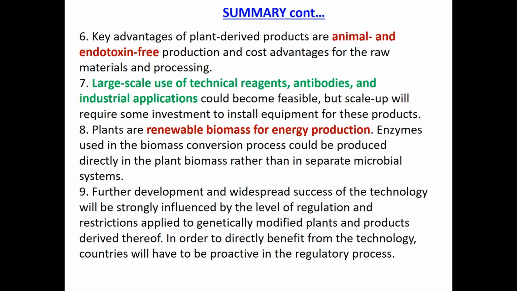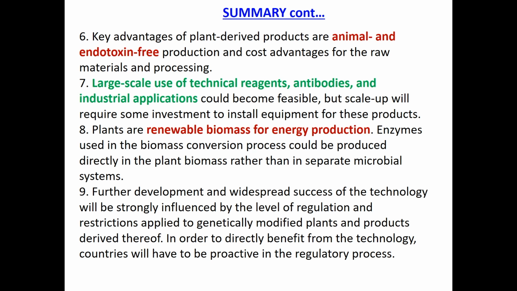The sixth point, a key advantage of plant-derived products, is animal-free and endotoxin-free production. Compared to the animal system, where you have endotoxin production, when we produce it in the plant, it is an endotoxin-free production system. The cost of raw materials and the process is low with plant-based production. Large scale use of technical reagents, antibodies and industrial applications could become feasible, but scale up will require some investments to install equipment for these products.